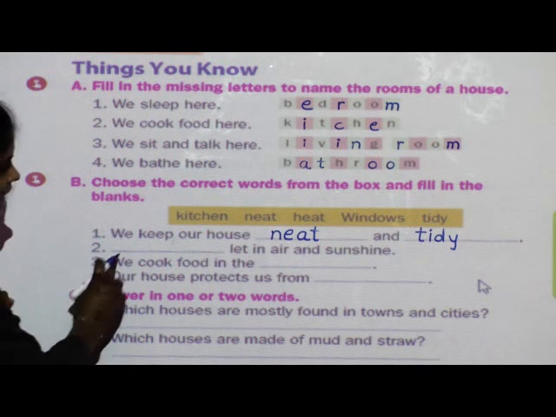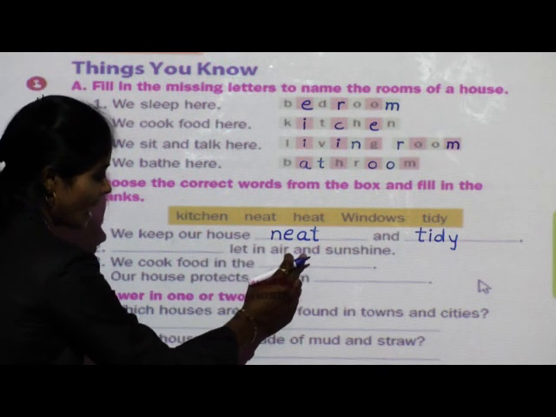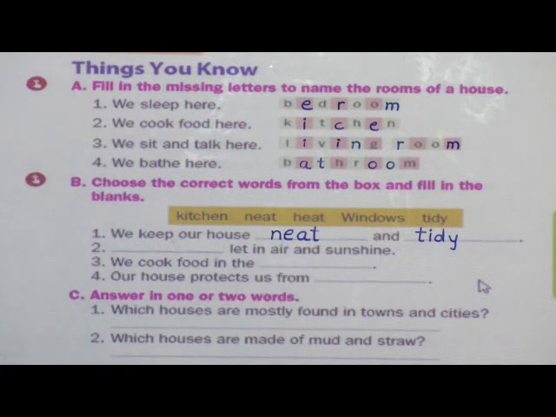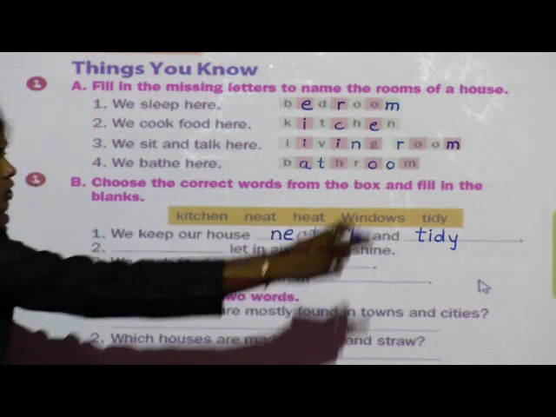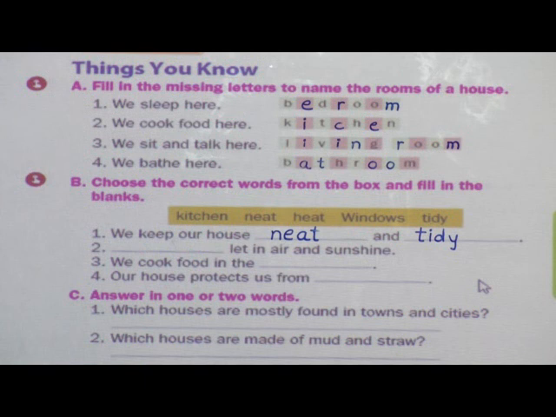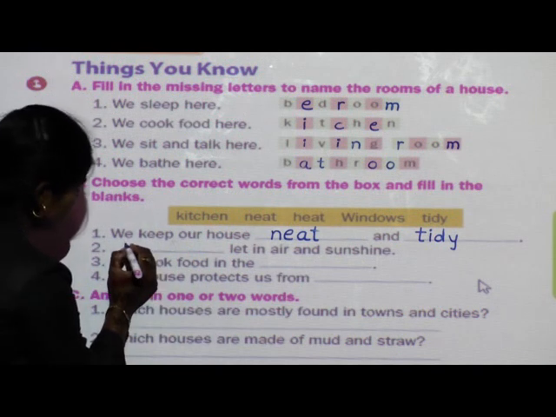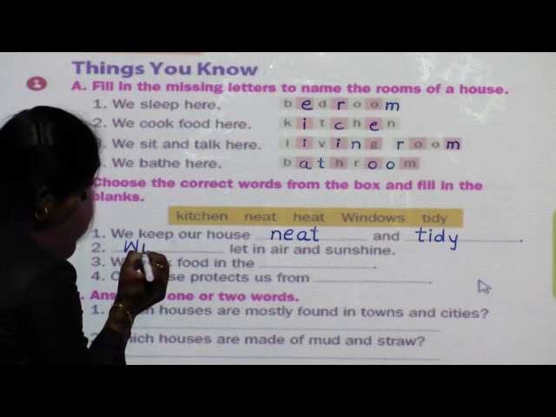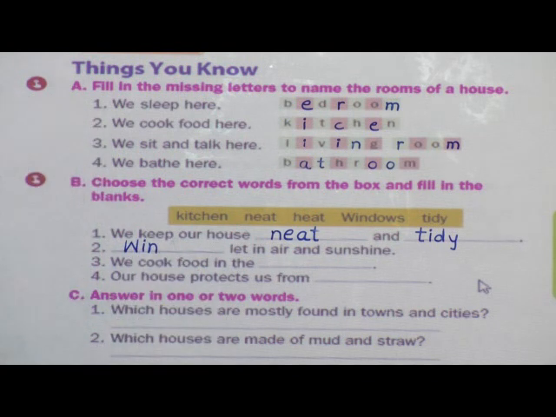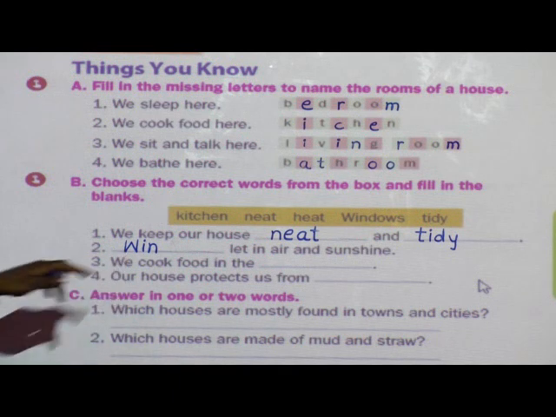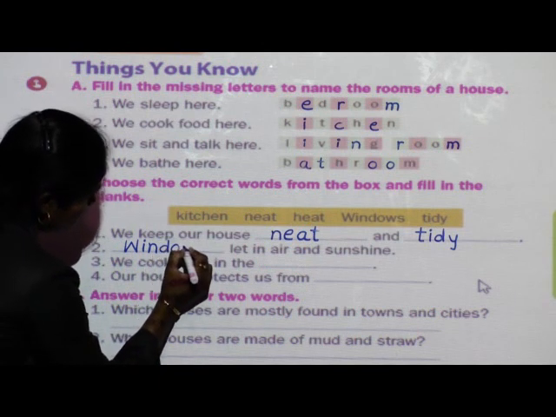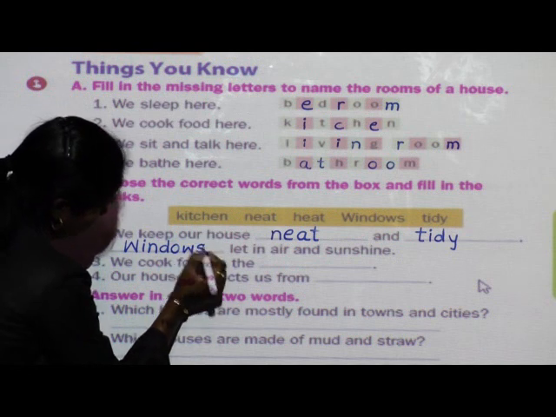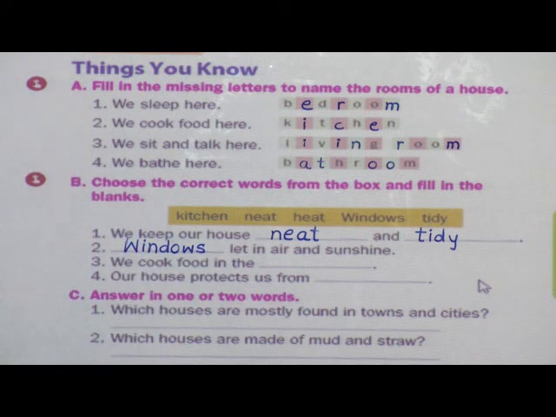Next, dash dash let in air and sunshine. Tell me what is the correct word? Kitchen, heat or windows? Yes, windows let in air and sunshine. So write here W-I-N. W must be capital. W-I-N-D-O-W-S. Windows. Windows let in air and sunshine.